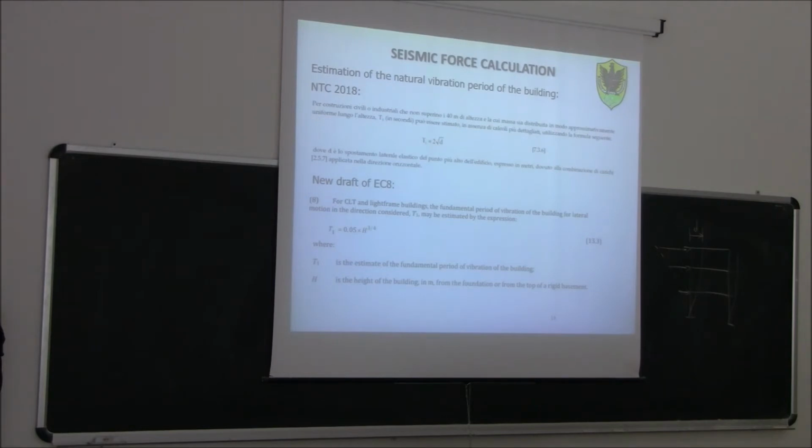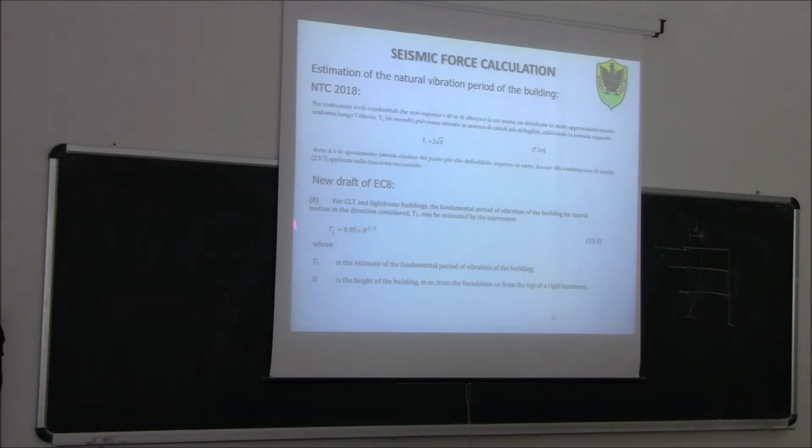But to do the preliminary design of the building, I need to have an estimate of T, because otherwise I don't know the value of S_d(T) in the design spectrum, because the design spectrum depends on T. So T depends on D. So you see, it's a kind of closed loop, because to calculate D, I need to know the forces. But the forces depend on T. And T depends on D. So how can we break this loop?